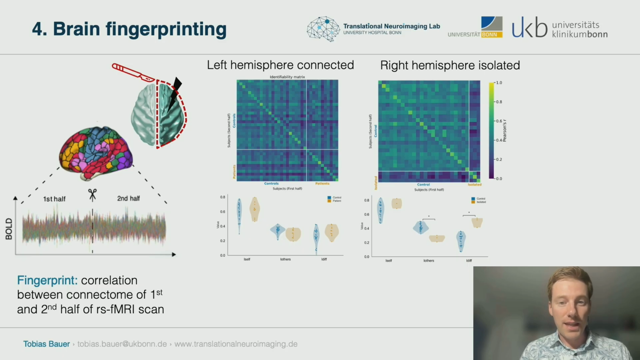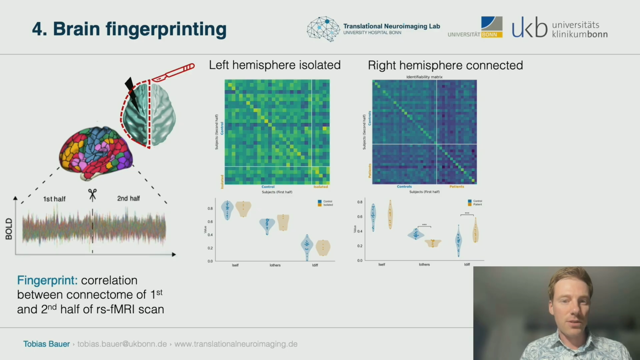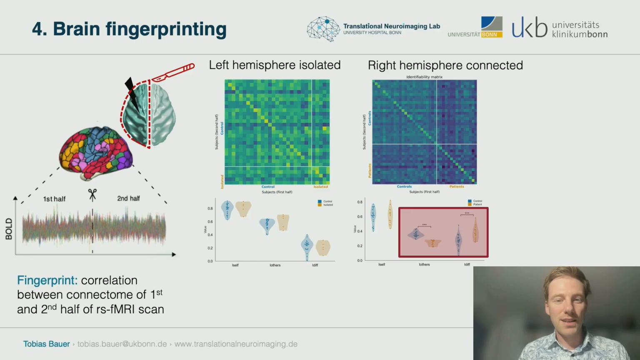The other way around, when we looked at those brains where the left hemisphere was isolated and the right hemisphere was the connected hemisphere, again the self-identifiability, so the correlation between first and second half of the same subject, wasn't different between patients and controls. But again, for the right hemisphere, the other identifiability was lower in patients than in controls, if the right hemisphere was now the connected hemisphere, which is a bit surprising because it's always the right hemisphere that seems to have a lower other identifiability, regardless of whether it is the connected hemisphere or the isolated hemisphere.